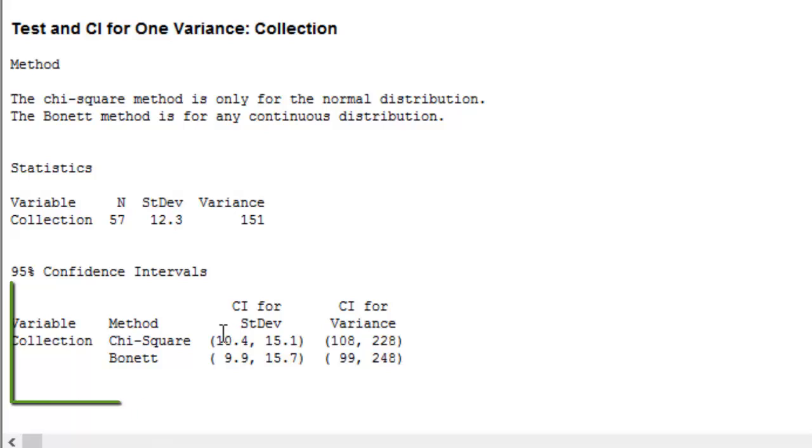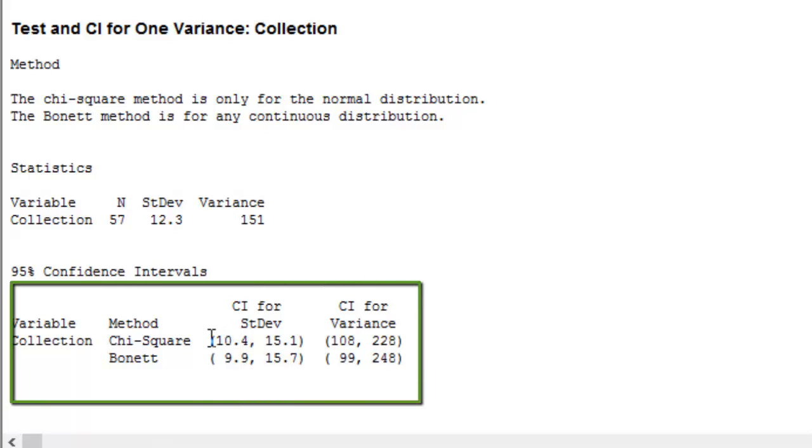So here you have four confidence intervals published, two for the standard deviation and two for variance. Remember that the CI published under chi-square is applicable only when your data is normally distributed, and the CI published under Bonett is only applicable when the data is non-normal.